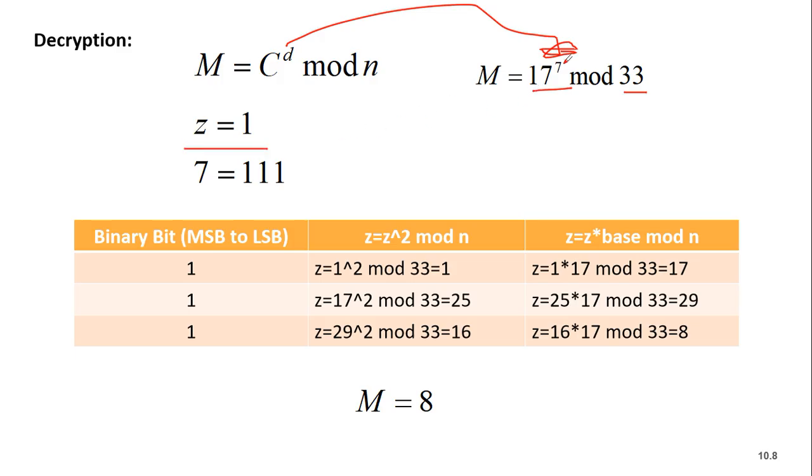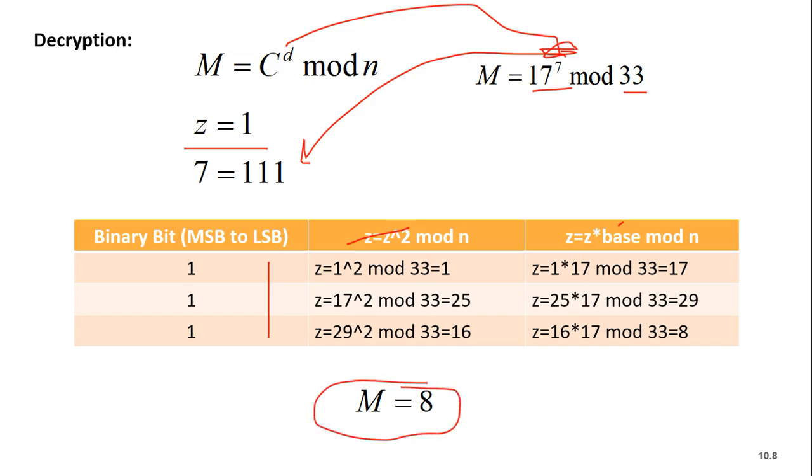Initially z is equal to 1, then we convert this 7 into binary and take the bits from MSB to LSB. When 1 is there, we perform both operations, square and multiply, and when 0 is there, we perform only the square operation. In this way we get the value 8.